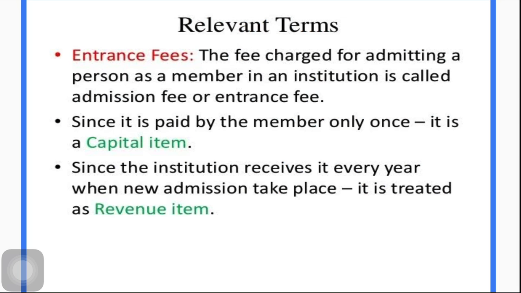Now there are some specific terms which are used in this chapter, in case of NPO, which you must know. These are specific to this chapter. So first is entrance fees. Now what is entrance fees? The fees charged by the institution for admitting a member is known as admission fees or entrance fees. Any person who intends to become a member of the concern has to pay entrance fees.